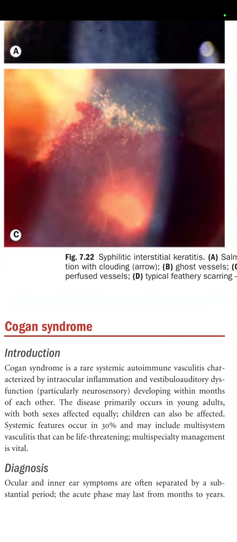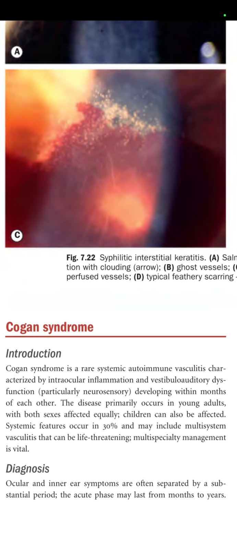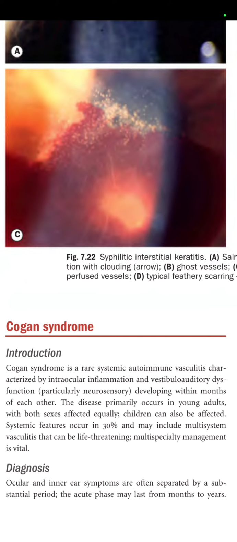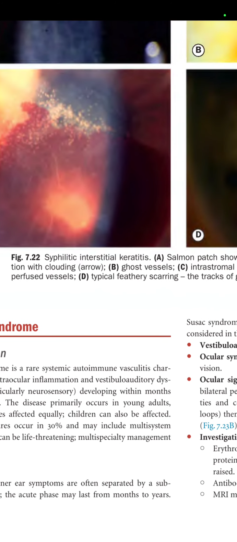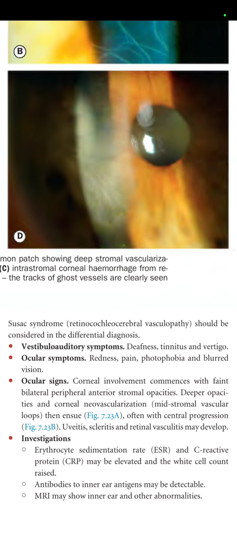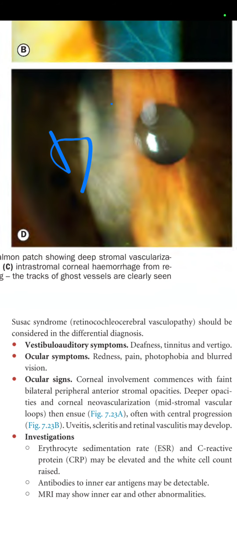Systemic features occur in 30% and may include multi-system vasculitis that can be life-threatening. Multi-specialty management is vital. So there can be systemic involvement as well, but Cogan is usually affecting the vestibulo-auditory system. In diagnosis, ocular and inner ear symptoms are often separated by a substantial period. The acute phase may last from months to years. Susac syndrome, retinocochleocerebral vasculopathy, should be considered in the differential diagnosis. So, what is the differential diagnosis of Cogan syndrome? It is Susac syndrome.